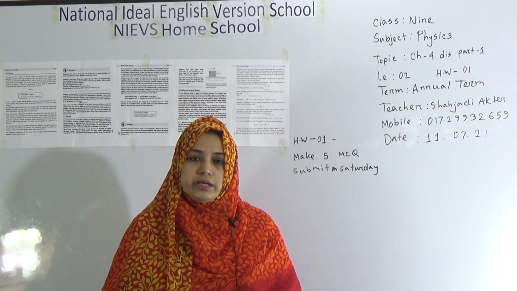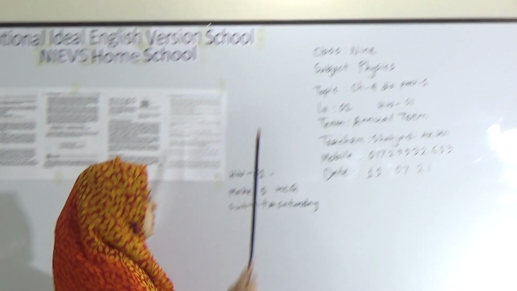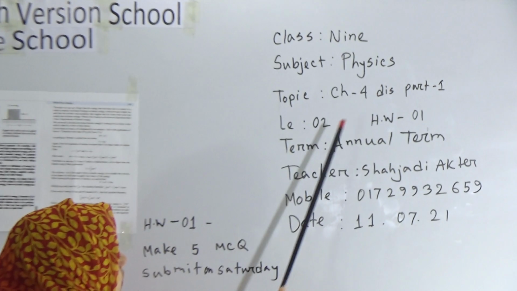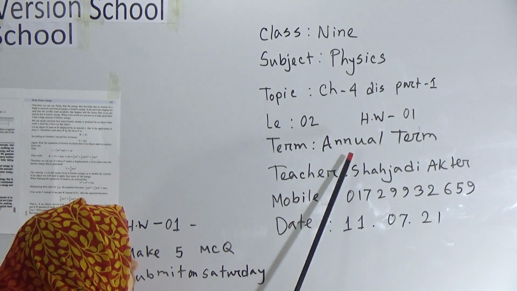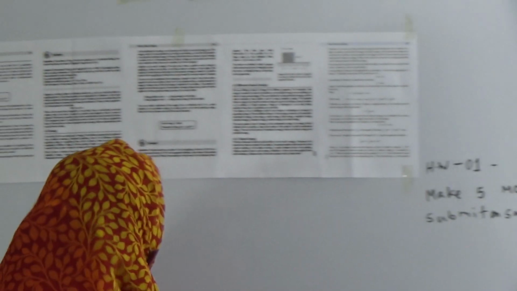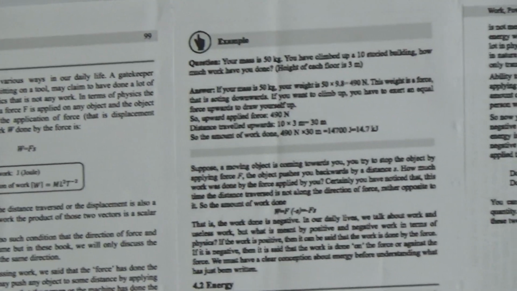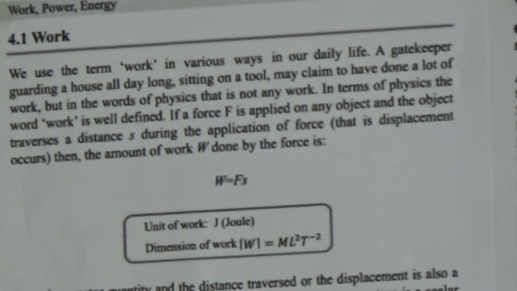Today I am going to take a physics class for class 9 students. My dear students, our today's topic is Chapter 4 discussion, Part 1. Our today's lecture number is 2 and SW number 1, and this belongs to the annual term. This is Chapter 4, Work, Power and Energy. Follow this class with your textbook.